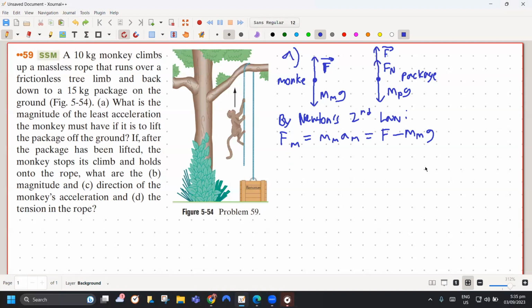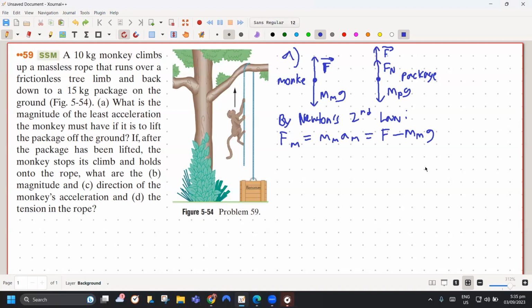Wait, the masslessness of the rope is actually built into the fact that the force of the rope acting on the monkey is going to be equal to the force of the rope acting on the package. If the rope is not massless, that has an effect. So that's why they are the same. That's also why they're equal. Okay, anyway, let's look at this.